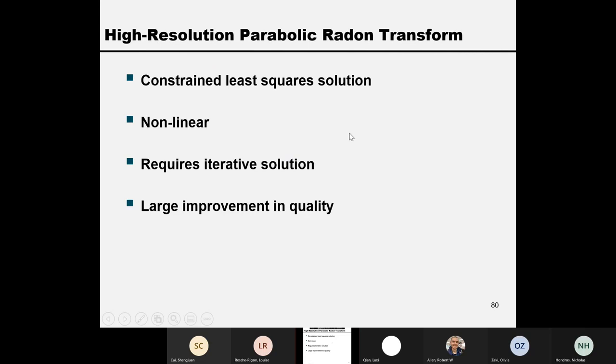So let me summarize how to implement high resolution Radon transform. First of all, this is a constraintless least squares solution. So this least squares means data fitting, but now we have a model constraint. And this inversion, this least squares inversion, because of the sparseness constraint, the parameter actually depends on the previous step.